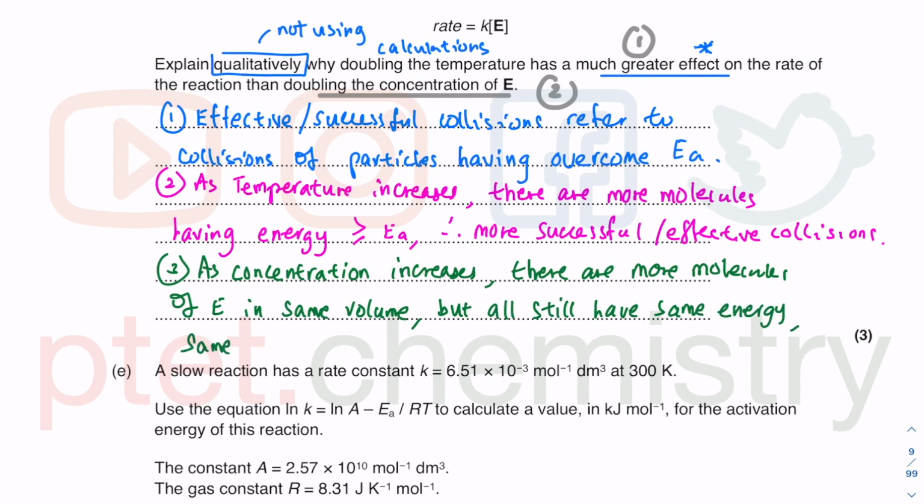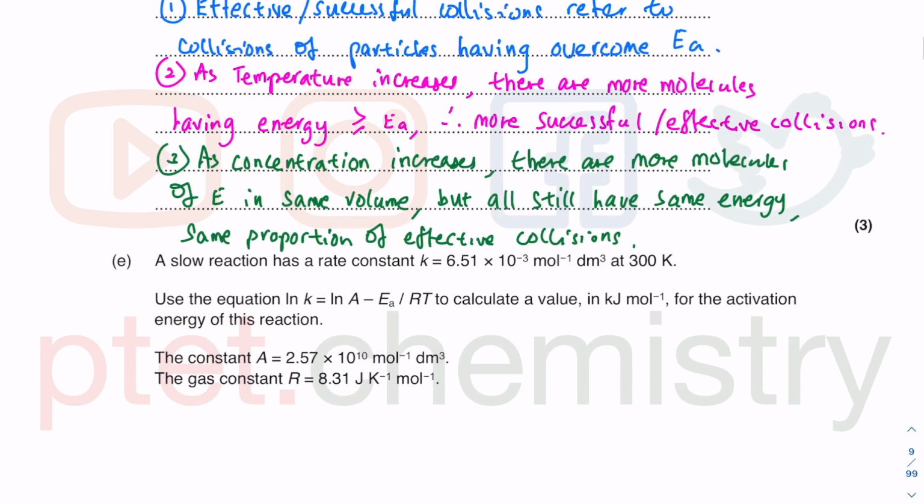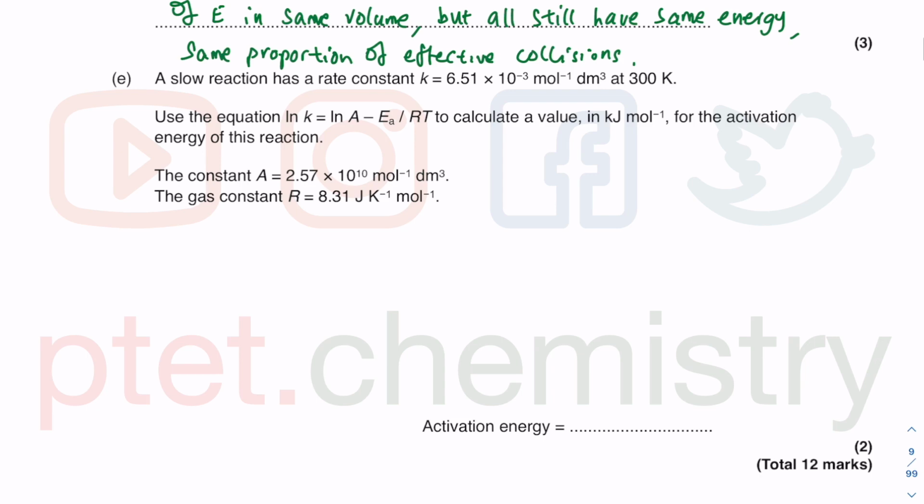So it's still the same proportion of effective collision. So the rate is not drastically increased because there is no change in the molecular energy distribution at all, unlike with temperature, where the whole Boltzmann distribution will have changed its shape.